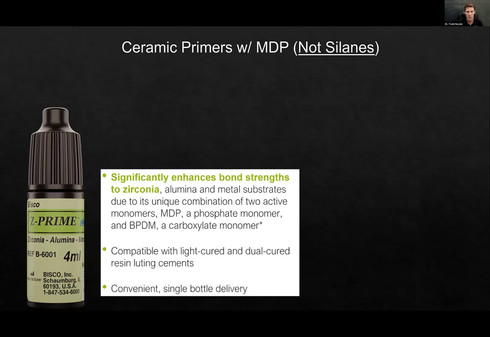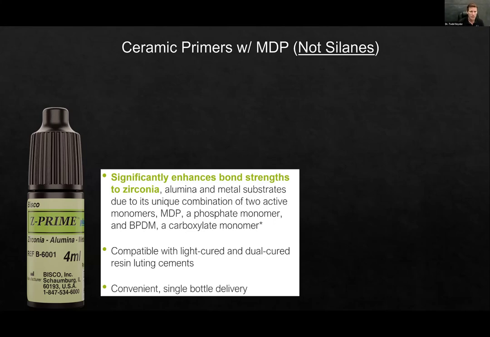They are not interchangeable. Now, your ceramic primer has what's known as MDP inside of it. It's a big, long chemical product that has a long name. What this does is allow us to adhere to metal oxides, so you're using this to grab onto zirconia. It's acting like your silanes, but it's a ceramic primer. It's compatible with both your light cure and your dual cured resin luting cements. And it's in a single bottle, so you don't have to mix anything. You don't have to have an extra system.